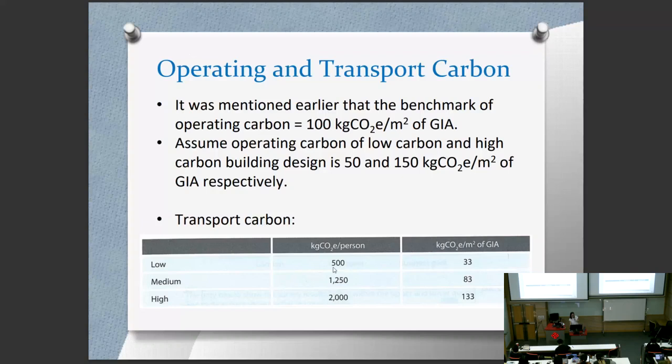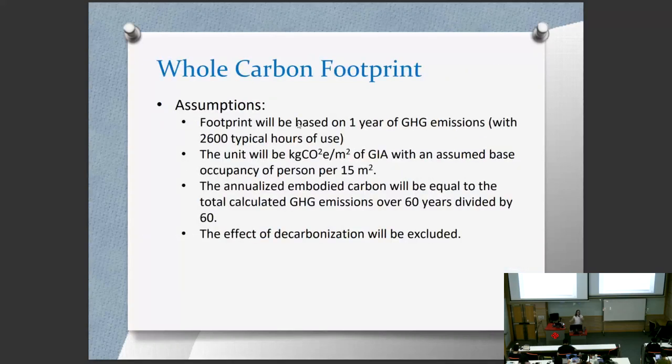Okay, and for the transport carbon, this is also the table that we have seen earlier. For low transport carbon, if we assume 15 square meters per person, then we can convert the unit from per person to per square meter. So for low, the transport carbon would be 33 kg of carbon dioxide per square meter, and for medium, 83, for high, 133. So now we want to add up all these values.